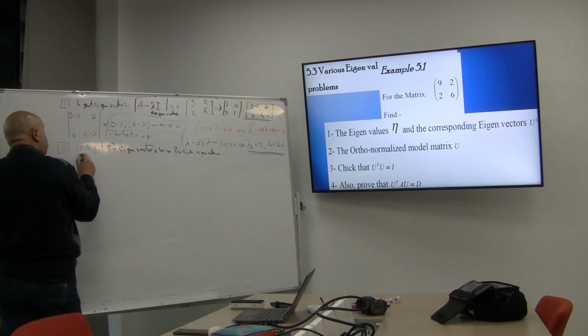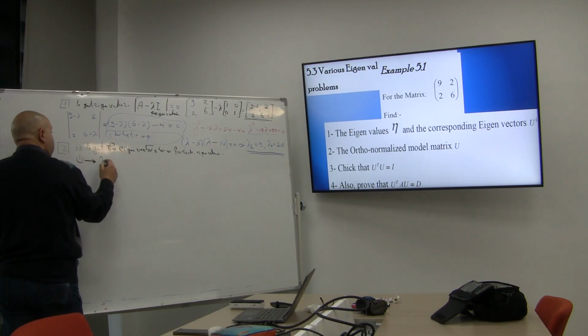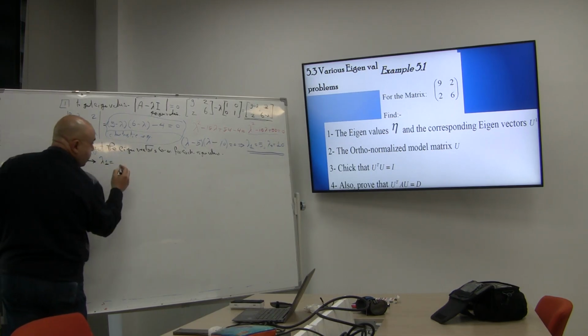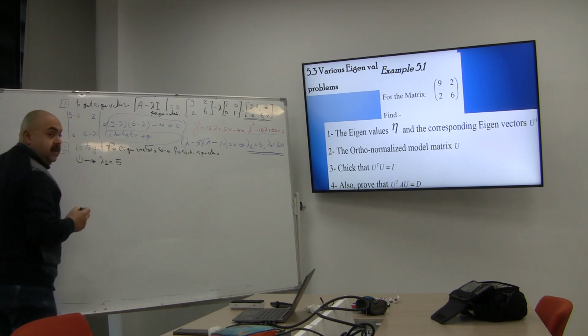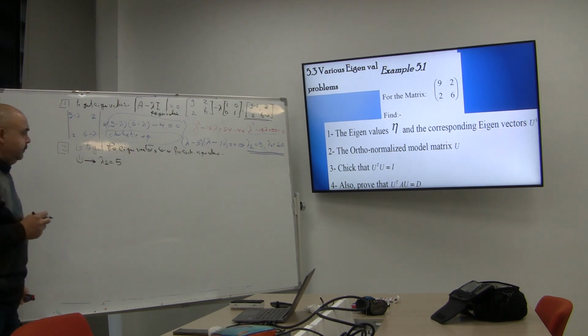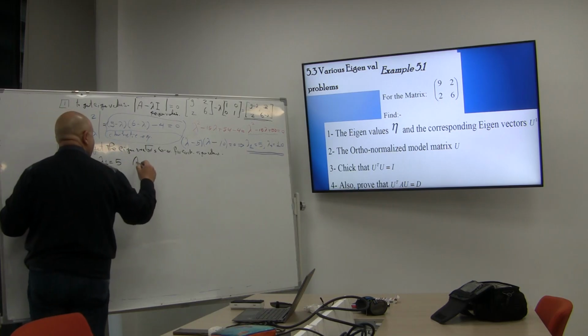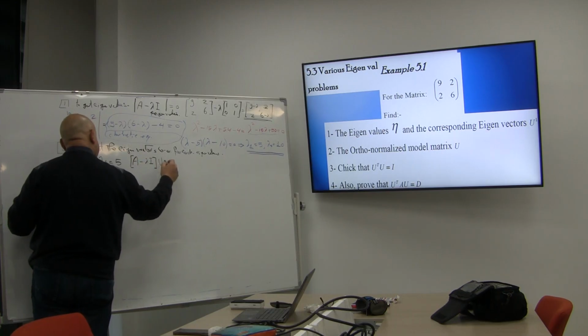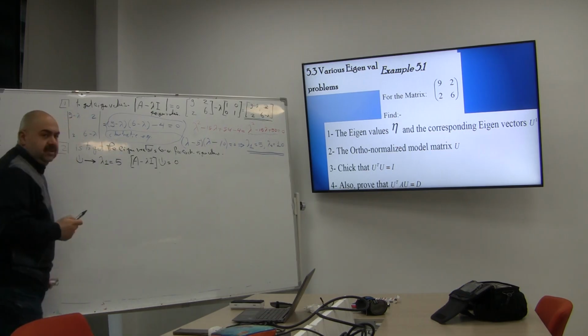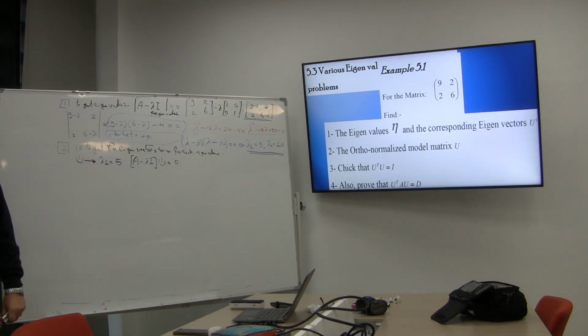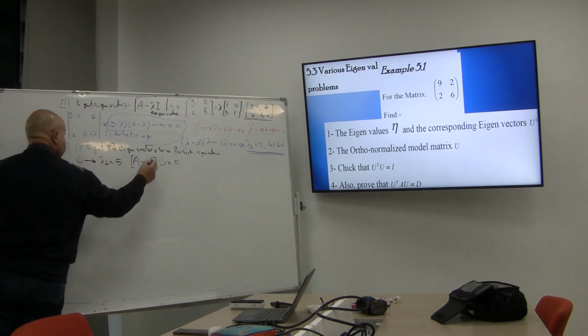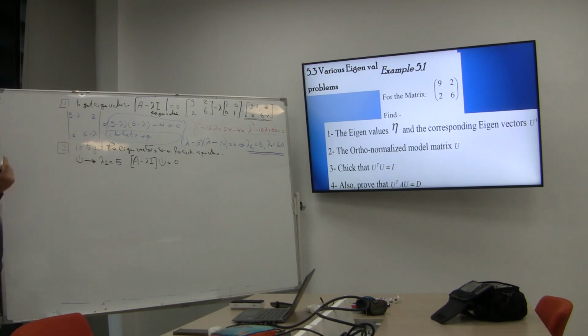I get U1, which is corresponding to lambda 1, evaluated to be 5. How to solve for them? It's really very simple. All I have to do is get A minus lambda I and solve this system times the first vector, which equals 0. Now I'm solving a homogeneous system of equations. How will I solve it? Very, very simple. I'm solving for the values of U1, the first eigenvector.